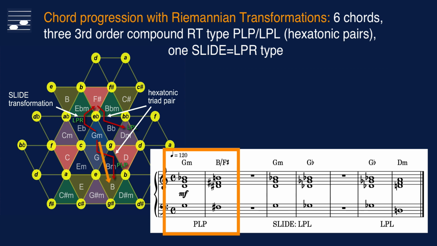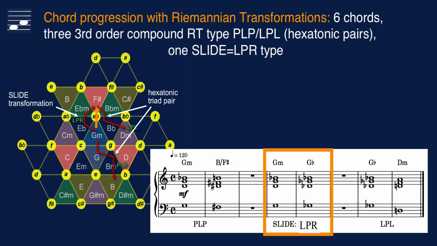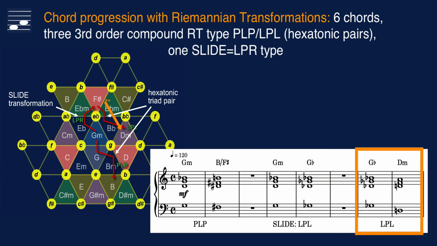The combination of G minor and B major through the PLP transformation is a hexatonic pair. The second phrase, from G minor to G flat or equivalently F sharp major, is the LPR or slide transformation with common pitch B flat, the minor third in the source and the major third in the destination triad. The third statement is another hexatonic pair, starting on G flat major and ending on the D minor triad.